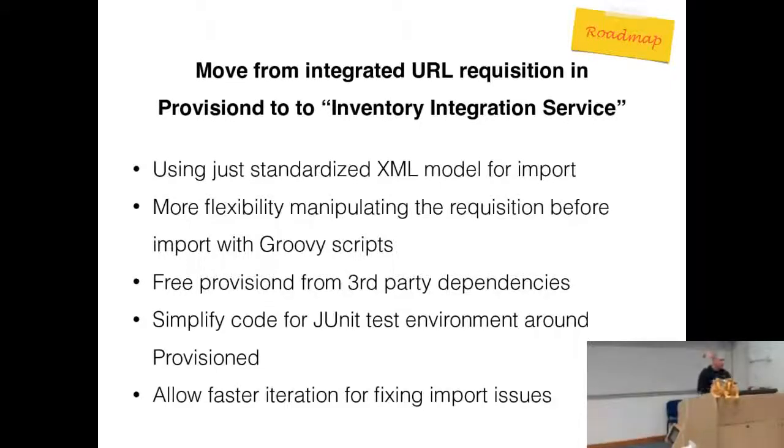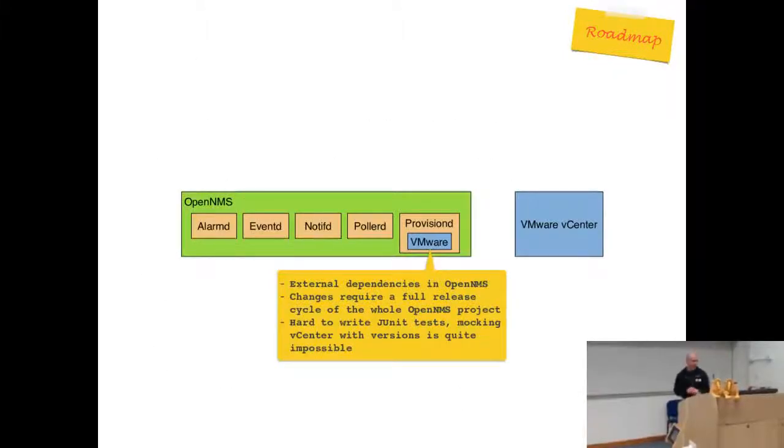The third thing is moving from the integrated URL requisition to the inventory service like Marcus described. The reason is quite simple. We have for Provisiond just a simple XML to import. We have a little bit more flexibility because we are not strongly dependent on the whole monitoring system. So we are a little bit more flexible in dealing with the import. We can free the OpenNMS core from all these dirty third-party libraries, which also makes the testing a little bit easier. And we have a little bit faster iteration for fixing stuff in the import mechanism between OpenNMS.